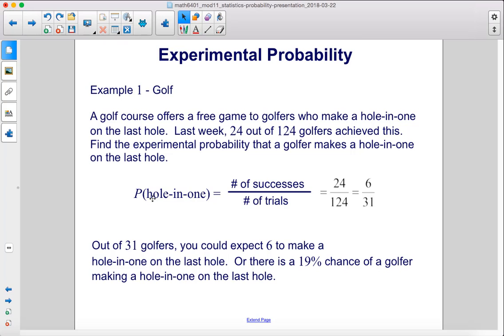Alright, so the probability of a hole-in-one on the last hole equals the number of successes over the number of trials. So 24 golfers achieved this out of 124 golfers. When you reduce that, you get 6 out of 31. So out of 31 golfers, you could expect 6 to make a hole-in-one on the last hole. Or there's a 19% chance of a golfer making a hole-in-one on the last hole.